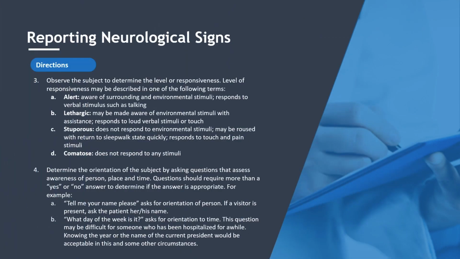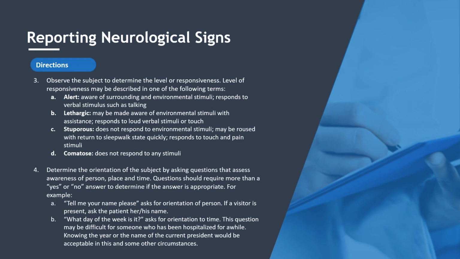Observe the subject to determine the level of responsiveness. The level of responsiveness may be described in one of the following terms. Alert, aware of the surroundings and environmental stimuli, responds to verbal stimulus such as talking. Lethargic, may be aware of environmental stimuli with assistance, responds to loud verbal stimuli or touch. Stuporous, does not respond to environmental stimuli, may be roused but returns to a sleep state quickly, responds to touch and pain stimuli. Comatose, does not respond to any stimuli.